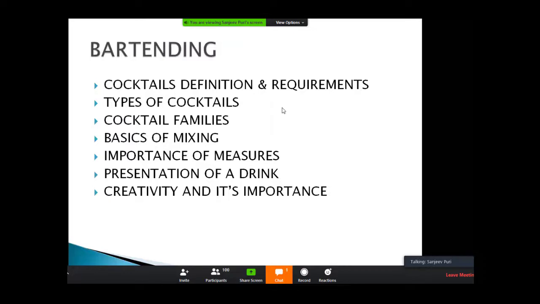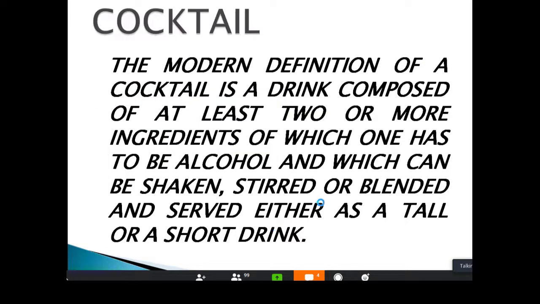By the end of the session, you will be able to learn what is a cocktail. Most of you might come across many drinks that can be defined as a cocktail. By definition, a cocktail is a drink that is composed of at least 2 or more ingredients, of which one has to be alcohol, and which can be shaken, stirred, or blended and served either as a tall or a short drink. So anything that has got alcohol in it can be termed as a cocktail. Going to the next slide, I will give you a little bit of an idea.